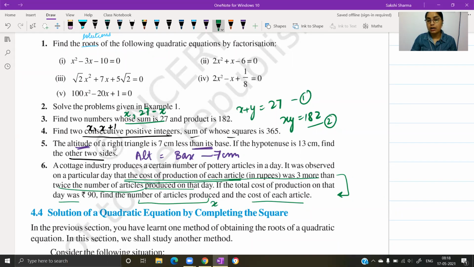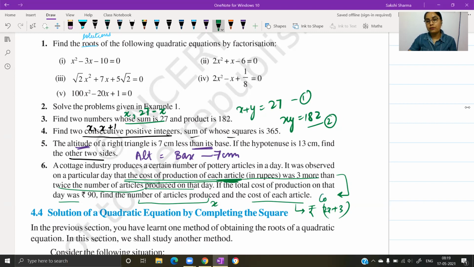The cost of production for one article is equal to 3 more than twice the number of articles produced on that day. Whatever number of articles they have produced in a day, we have to double it and increase by 3. That will tell you how much is the cost of production for each article. That means the cost of production of each article is rupees 2x plus 3. But we are given that the total cost of production on that very day is 90 rupees.